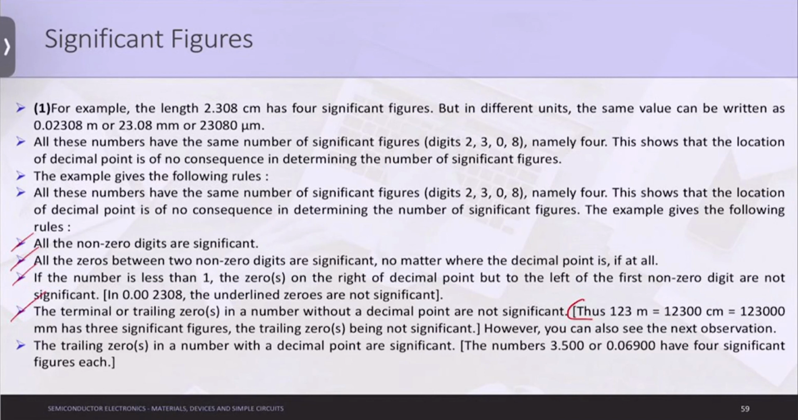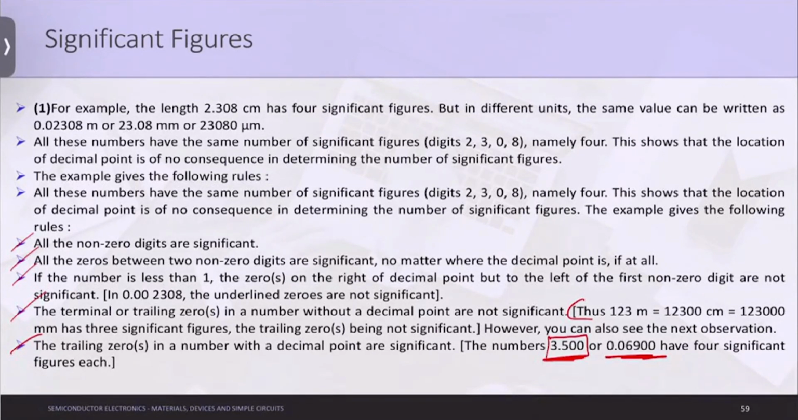So what is the next observation? The trailing zeros in a number with a decimal point are significant. Just the explanation which I just explained to you using the example has been written here. So the last line says that the trailing zeros in a number with a decimal point are significant. What does it say? Let us say we are writing the numbers like this or numbers like this. So it is having 4 significant figures. Why is it having 4 significant figures?